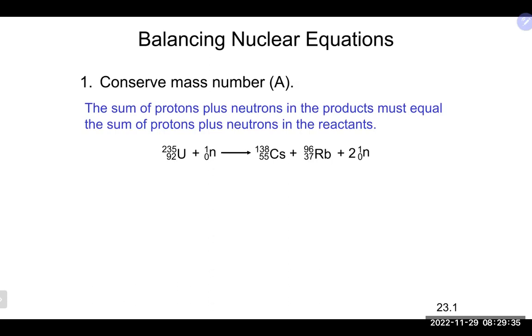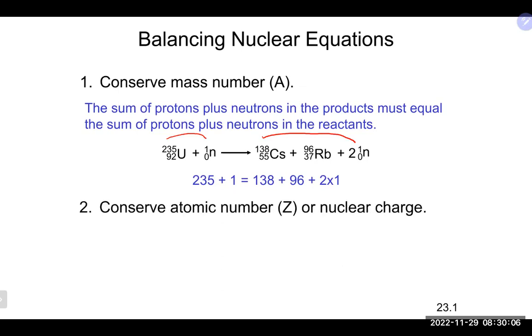So to balance the nuclear equation, pretty much what you need to do is make sure that all the mass numbers on the left-hand side equal all the mass numbers on the right-hand side. So if we do a quick counting there, on the left, we got 235 and 1, which is obviously 236. And on the right there, we got 138, 96, and 2, which also gives us a 236. So this reaction would be balanced in terms of its mass number.